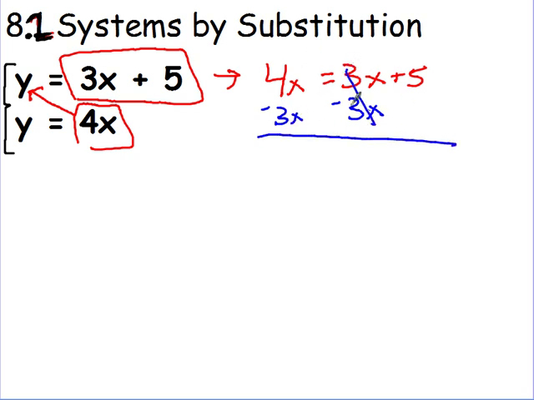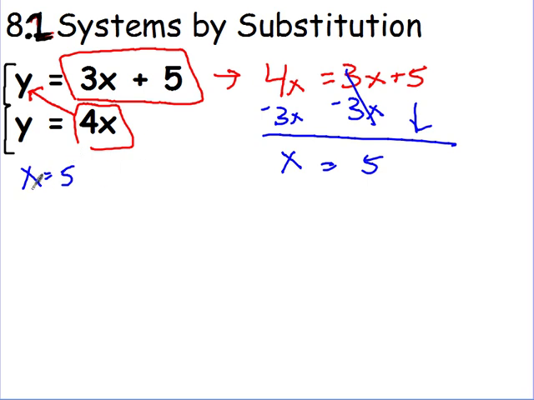for x by subtracting 3x from both sides, and I just have 1x. Bring down my 5, I'm done. x equals 5. Because this is 1x, but I don't need to divide by 1. There's no point in writing down 1x, so my solution is x equals 5. So I know x is equal to 5 in this system of equations.